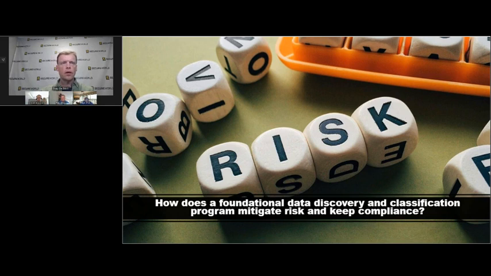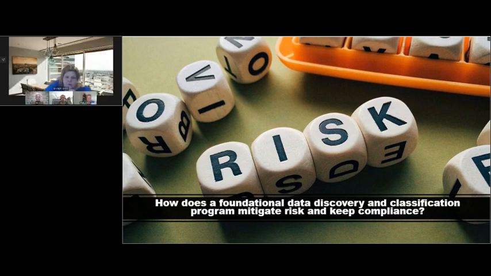How does a foundational data discovery and classification program mitigate risk and keep with compliance? Bridget, you want to tackle this one? I can. I think we've talked a lot about this already, but to go into a little more detail, risk is ultimately, I always say, the stealer of things, right?